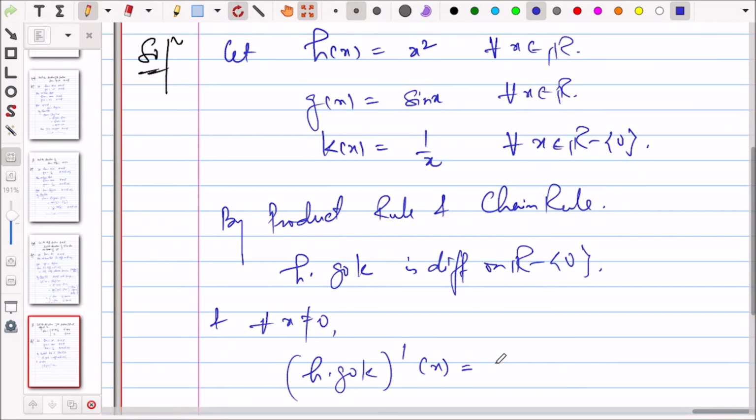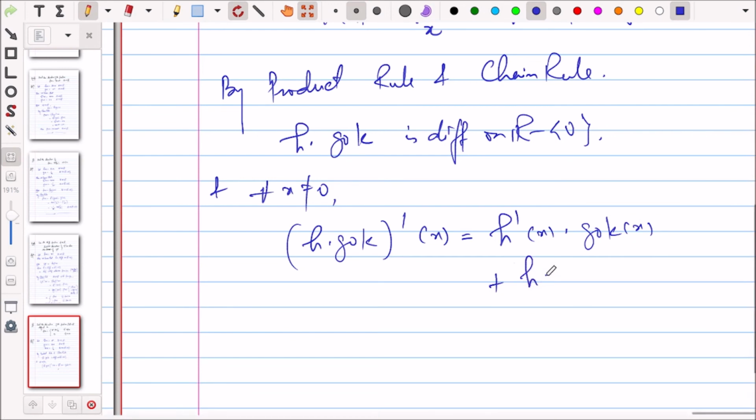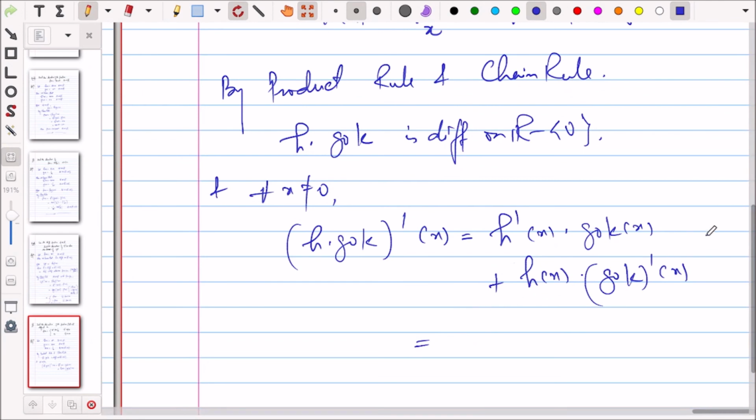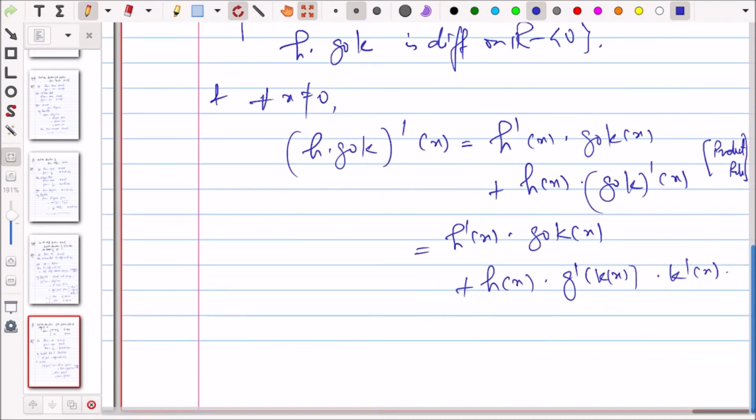This will be equal to h'(x) dot g(k(x)) plus h(x) into g'(k(x)) into k'(x). So this comes from the product rule, okay, and now the chain rule will apply in this, so this is your g'(k(x)) into k'(x).